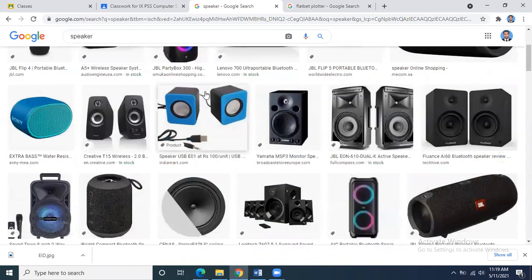The speakers are available in different sizes and with different capacities.